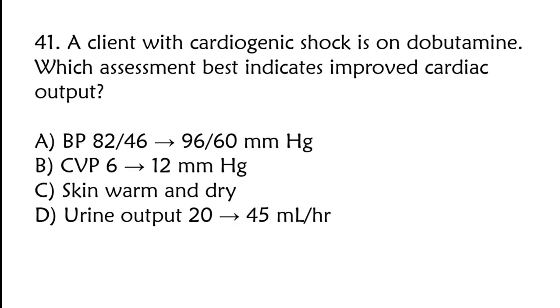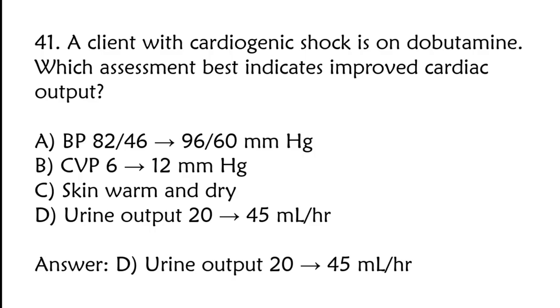A client with cardiogenic shock is on dobutamine. Which assessment best indicates improved cardiac output? Correct answer is D. Urine output 20-45 milliliters per hour.